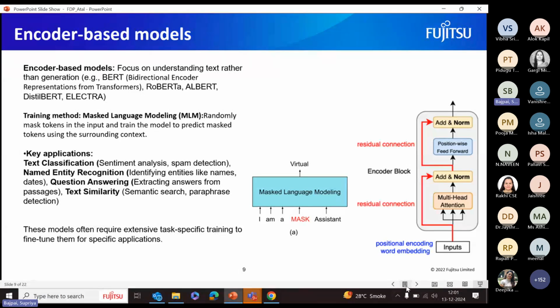And then paraphrase detection, which is checking whether two sentences have the same meaning. For example, if you ask "What is the capital of France?" and "Which city is the capital of France?", the model should recognize that both questions are asking the same thing. So this is semantic search and paraphrase detection.